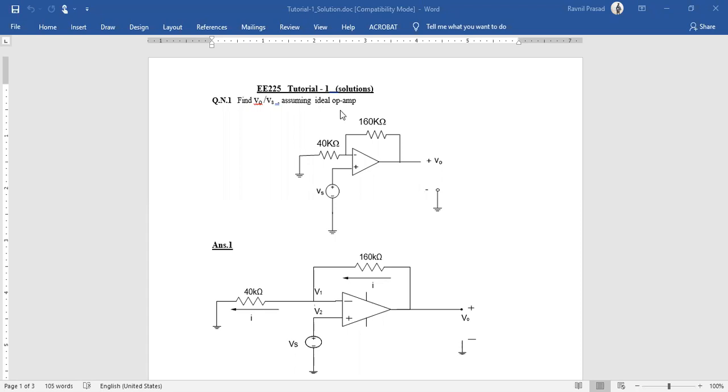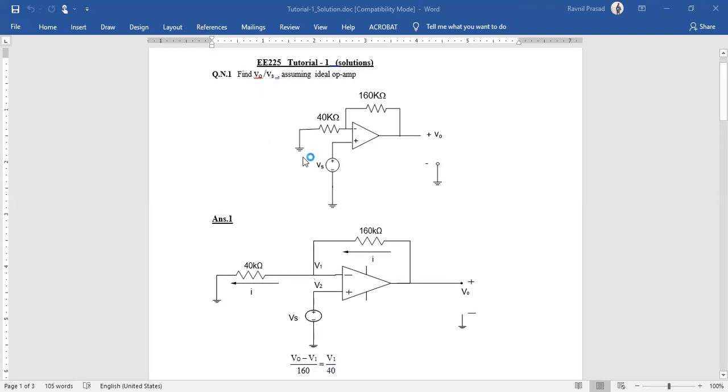So basically, we just need to find the gain of this particular circuit. You can use the direct formula for finding the gain of a non-inverting amplifier, that is 1 plus RF upon RI, or 1 plus R1 upon R2. In this particular case, it will be 160 divided by 40 plus 1. So you should get a gain of 5, right?